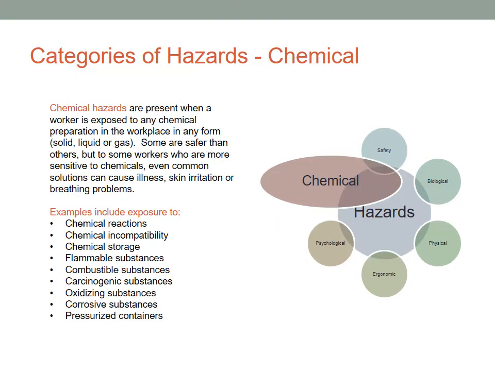Chemical. Chemical hazards are present when a worker is exposed to any chemical preparation in the workplace in any form, solid, liquid, or gas. Some are safer than others, but to some workers who are more sensitive to chemicals, even common solutions can cause illness, skin irritation, or breathing problems. Examples include exposure to chemical reactions, chemical incompatibility, chemical storage, and the following substances: flammable, combustible, carcinogenic, oxidizing, corrosive, and pressurized containers.